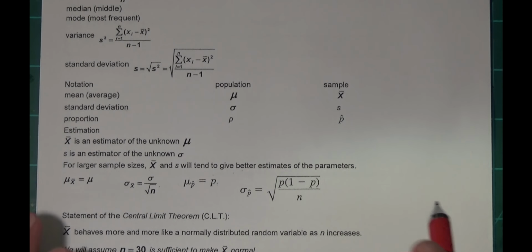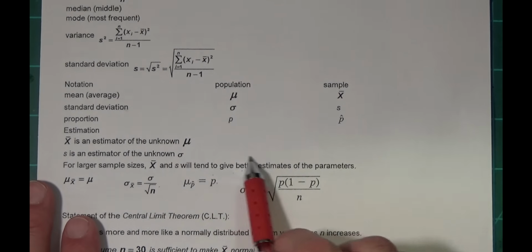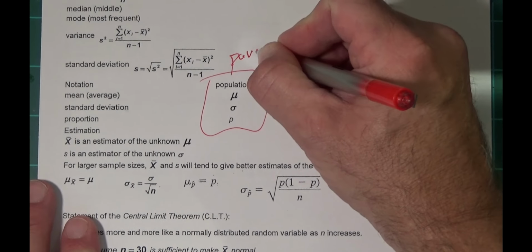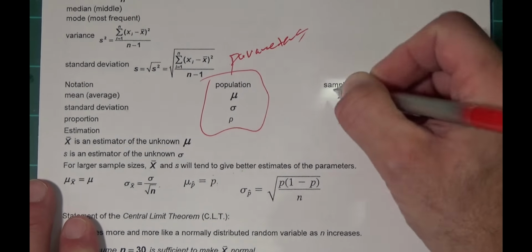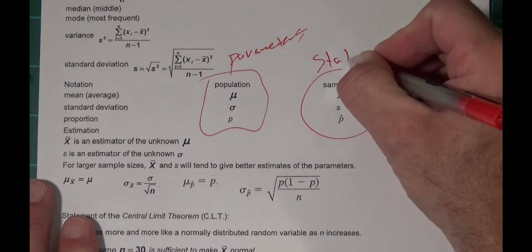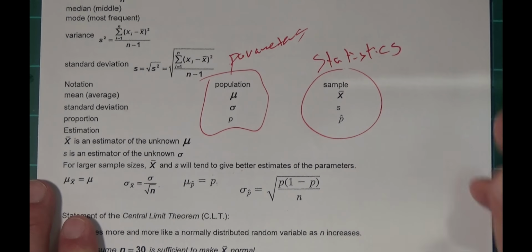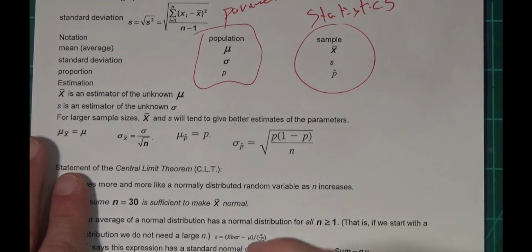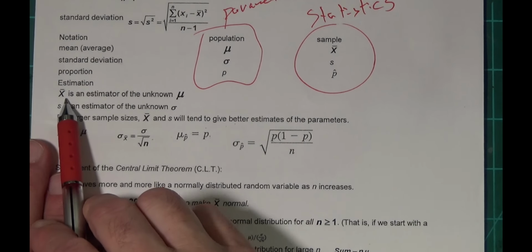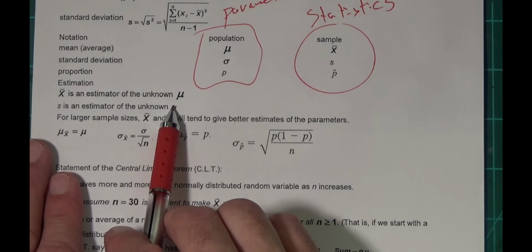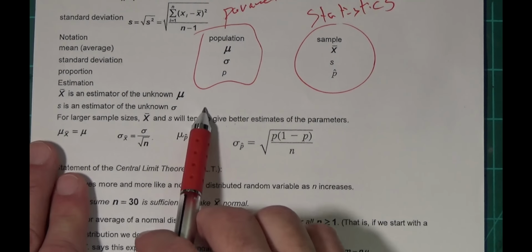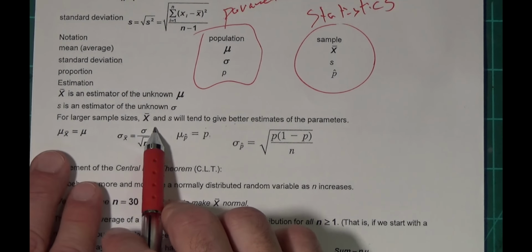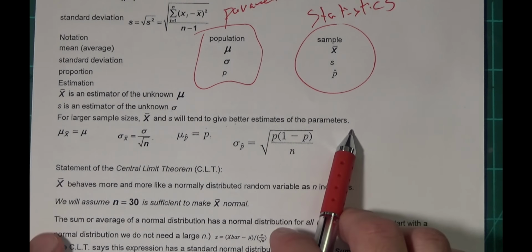Okay? And then she's showing all the different symbols for the different notations. Here, she has population. These are her parameters. She has sample here. These are her statistics. And here she's starting to talk about central limit theorem a little bit. She's saying capital X bar is an estimator of the unknown population mean. That's the first part of central limit theorem. S is an estimator of the unknown sigma. For large sample size, X bar and S will tend to give better estimates of the parameters.